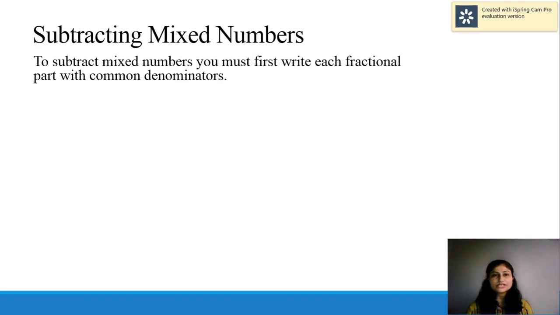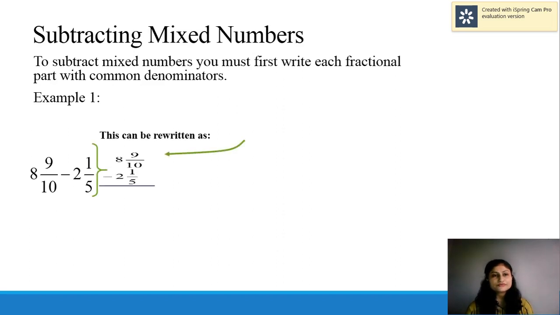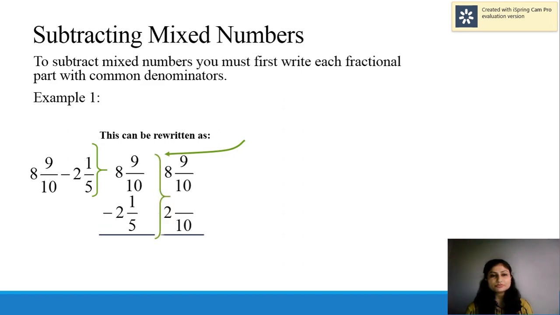Now we subtract mixed numbers, and an example is given. 8 integer 9 upon 10 minus 2 integer 1 upon 5. So first we rewrite it like this, and now we do the subtraction. 8 minus 2 is equal to 6, and 9 upon 10.